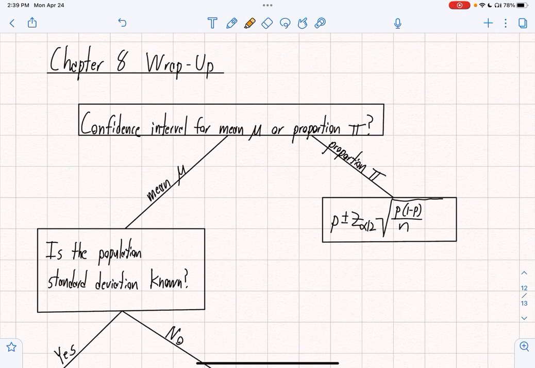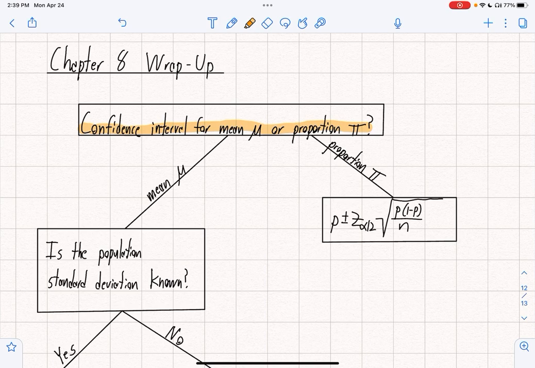So the first question is: is our confidence interval for the mean mu or the proportion pi? Because if it's for the proportion pi, then we're going to use this formula. We're going to take our sample proportion p plus or minus z alpha over 2 times its standard error of the square root of p(1 minus p) divided by n. Okay, so just one formula for proportion.